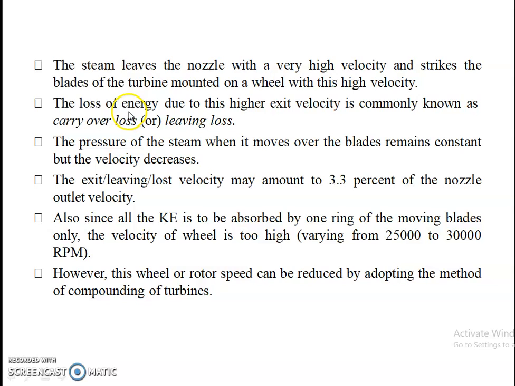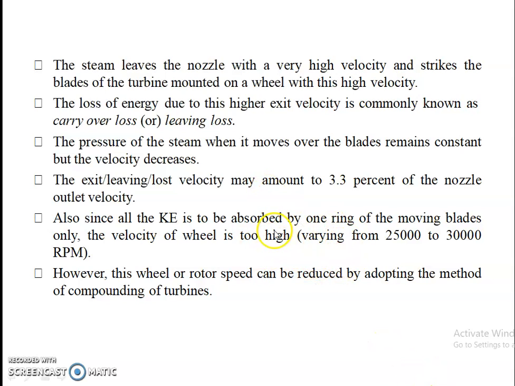From that, high velocity steam enters the turbine. The leaving loss is a 10 to 12 percent loss of the kinetic energy. That loss is known as a carryover loss or leaving loss. The pressure of the steam remains constant as it moves over the blades, but the velocity decreases. The leaving velocity loss is almost 3.3% of the nozzle outlet velocity.